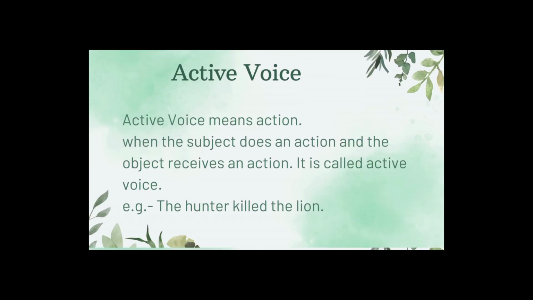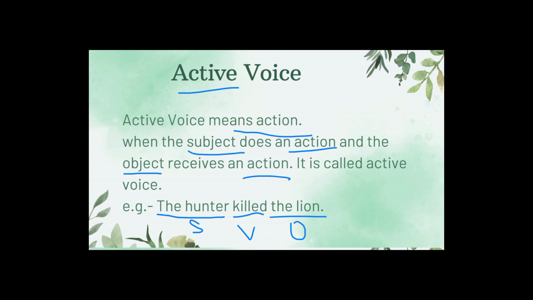First of all, you need to understand what is active voice. Active means action. So, active voice means action. When the subject does an action and the object receives an action, it is called active voice. You may understand it through an easy example. The hunter killed the lion. Here the hunter is the subject, killed is the verb, the lion is the object. So the sentence where the subject does an action is called active voice.